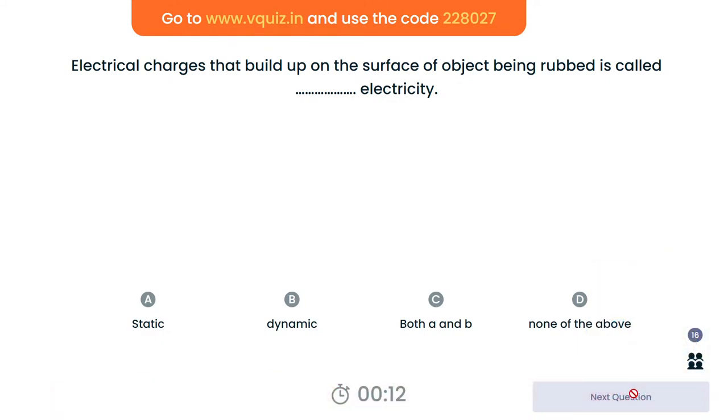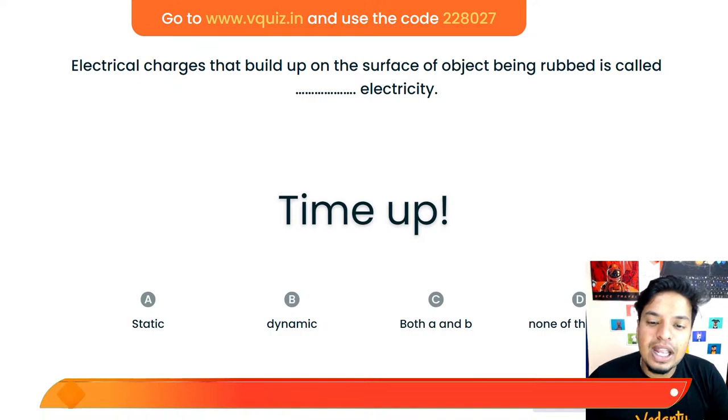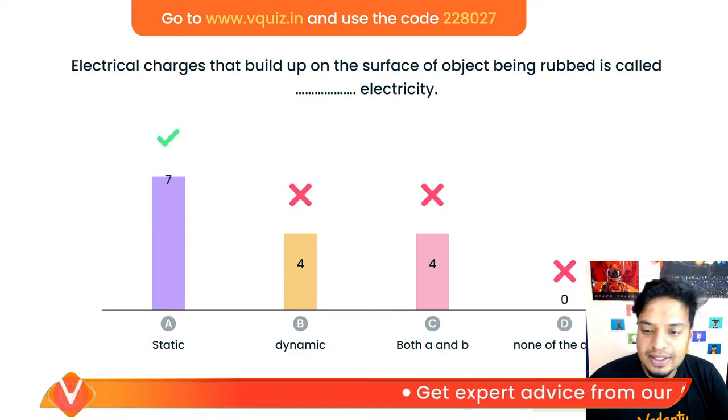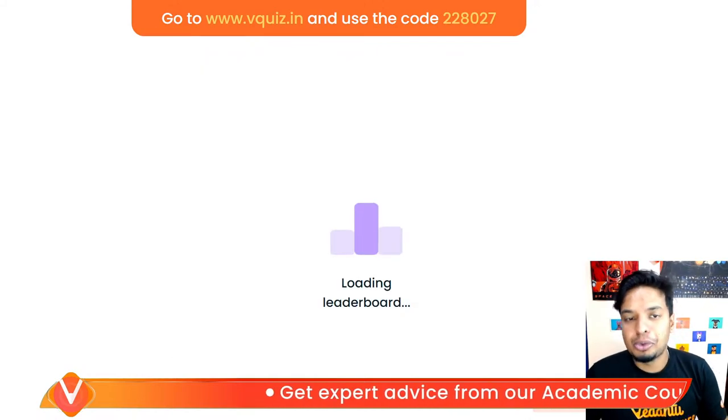Easy, easy, come on. Alright, and the right answer is option A, static electricity. Yes, electrostatic force, guys, heard about it.